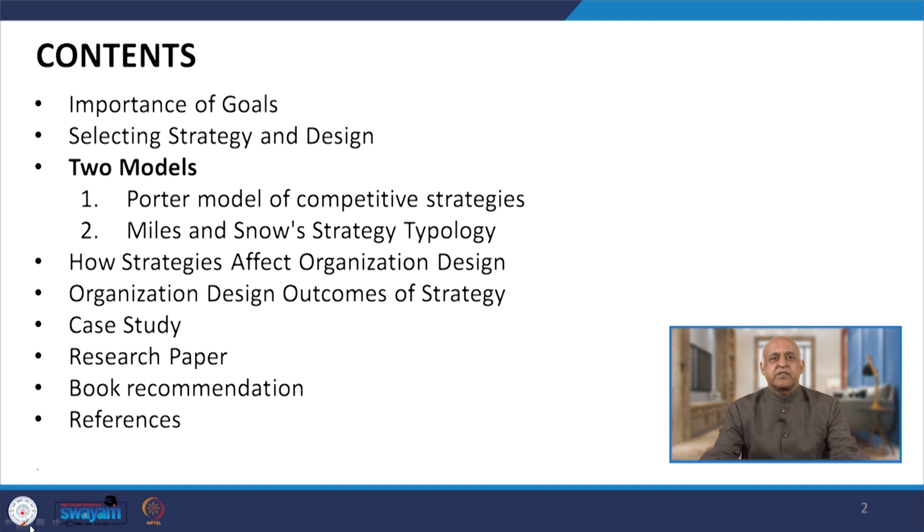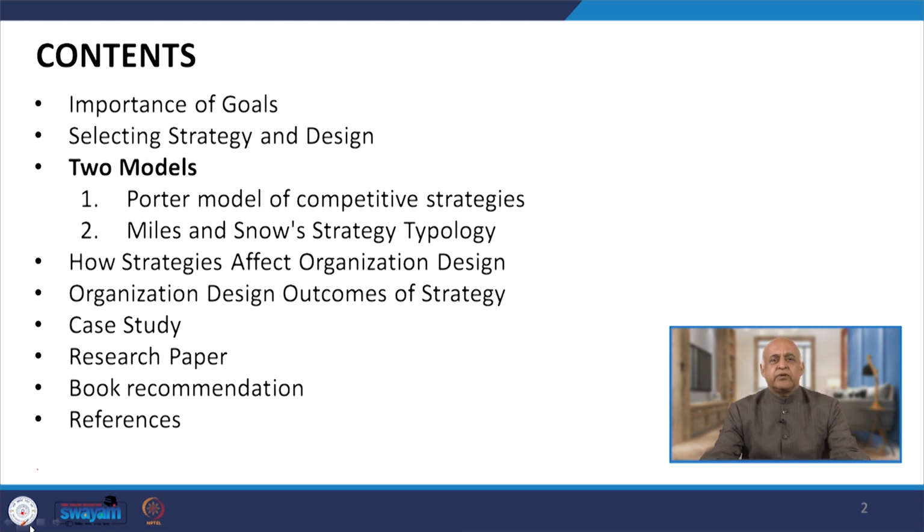In this particular session, we will talk about a framework for selecting the strategy and design and importance of the goals. In the previous session, we talked about how the organization is focusing on the organizational goals. So when we are talking about the goals, naturally we have to select the strategy to achieve those goals. Some of these theories and strategies we discussed in the previous session; the remaining theories and strategies we will discuss in this particular session.